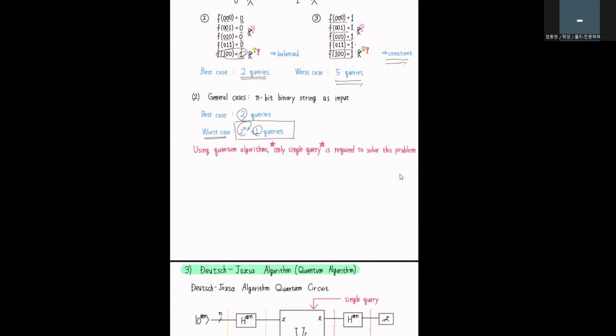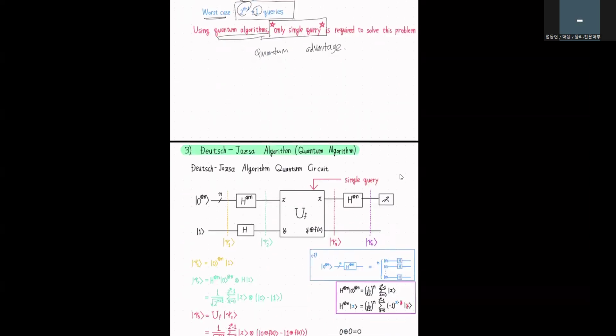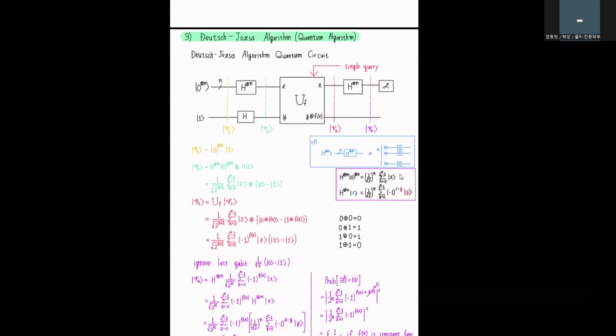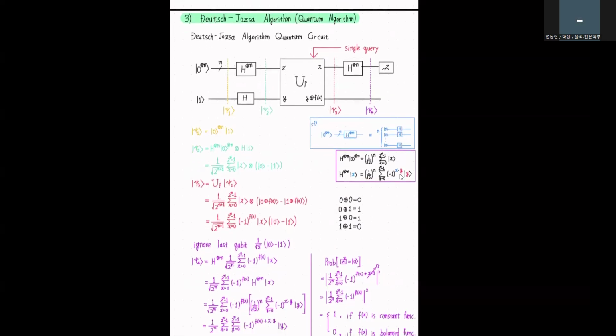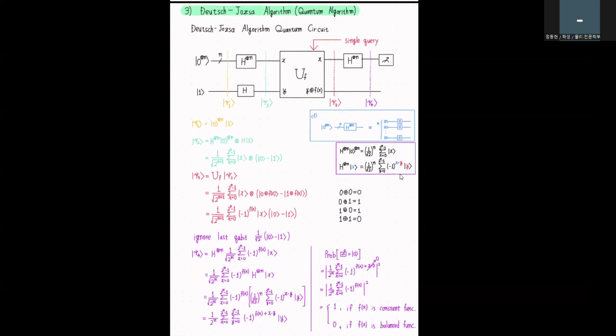However, if we use a quantum algorithm, we can actually speed this up to only require a single query. So this algorithm is an example of what's called quantum advantage, which is where a quantum algorithm shows a significant speed up in comparison to a classical algorithm. So the Deutsch-Jozsa algorithm quantum circuit looks like this.